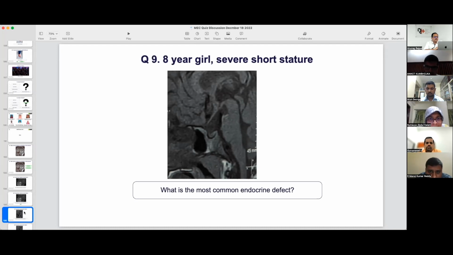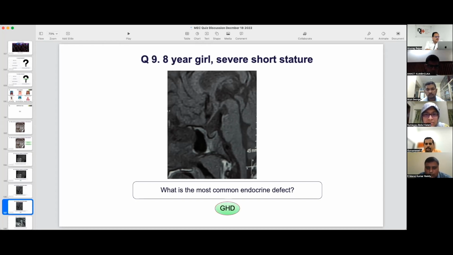Sir, is this an interrupted pituitary stalk with... Yes, yes. So this is an interrupted pituitary stalk. You have a hypoplastic anterior pituitary. The posterior pituitary is ectopic. There is no stalk. Ectopic, yeah. Yes. So sir, PSIS, what is the most common endocrine defect? I think growth hormone deficiency is the most common. Yes. So 10 marks there. So again, the right answer from Dr. Aniket. The next question will go to Dr.